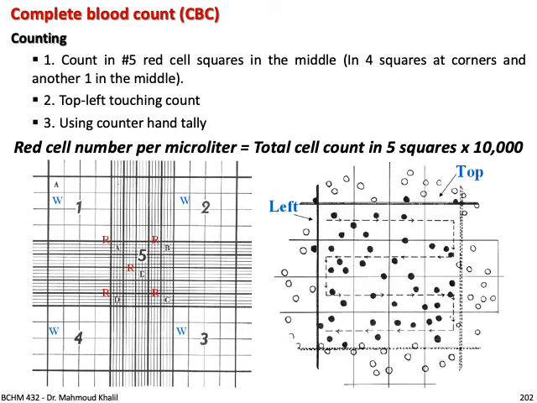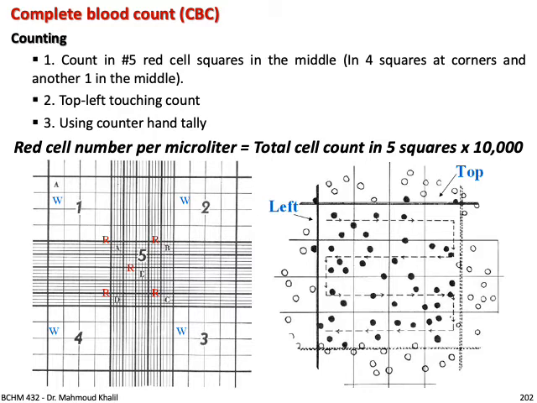For counting, you first count the 5 red cell squares in square number 5. You can see from the first figure the red cells are in the square in the middle, in 4 squares at the corners, and another one in the middle. The ones touching the top left, you count using a hand tally counter.